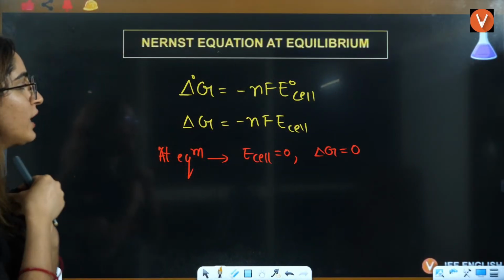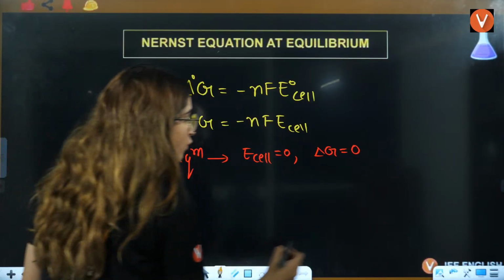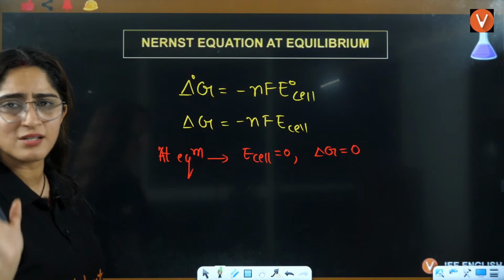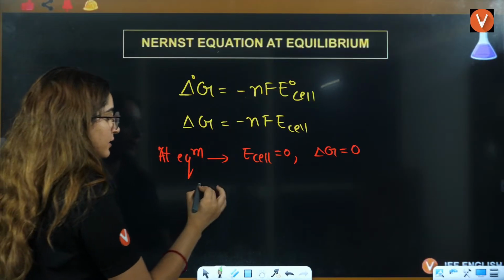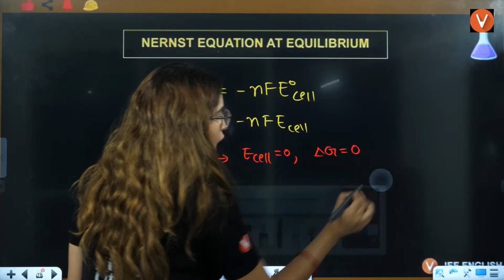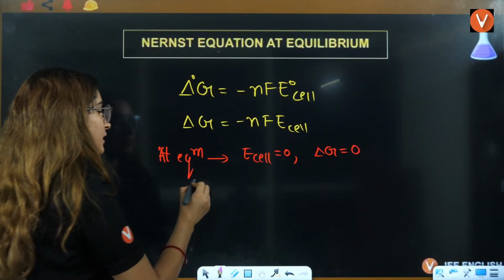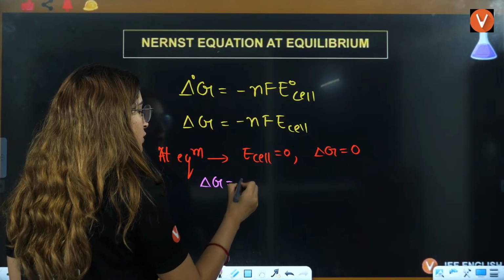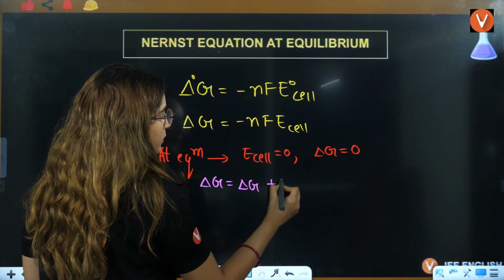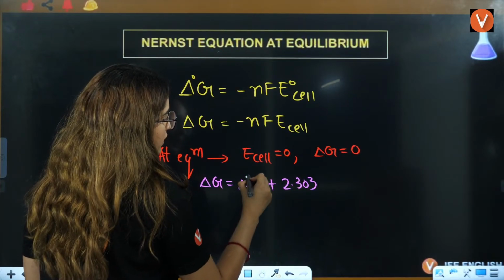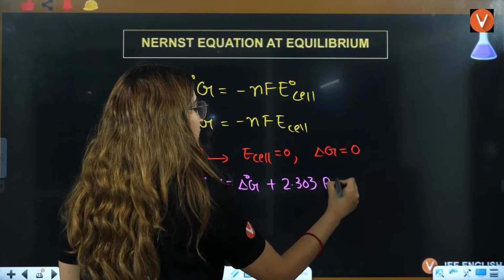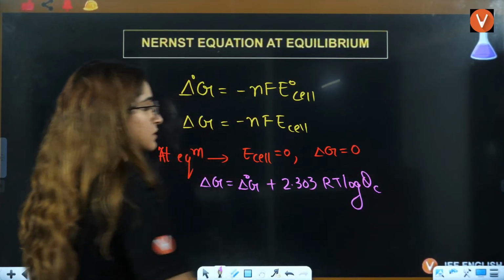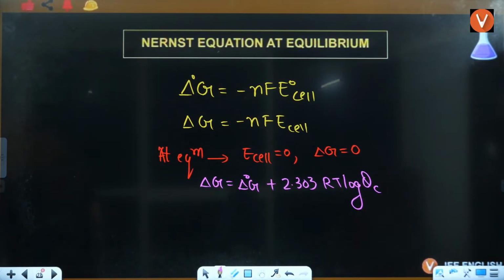Okay, sorry. Now, guys, this is your E cell, this is your delta G. Now understand one thing, there is a relation between these two. How many of you know this relation? The relation is delta G is equal to delta G naught plus 2.303 RT log of Qc. How many of you know this relation, everybody?